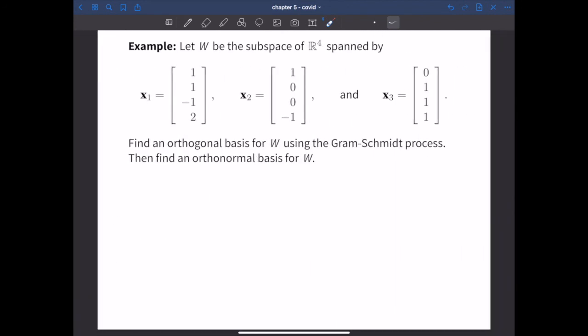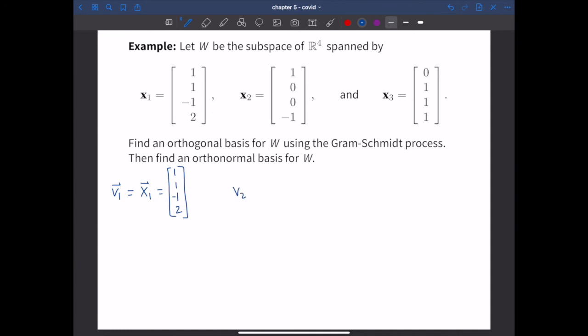So let's see an example. Here are three vectors, x1, x2, and x3. They span a subspace of R4. We're going to find an orthogonal basis for this subspace using the Gram-Schmidt procedure. Then after finding an orthogonal basis, we're going to turn it into an orthonormal basis. So we have our x1, x2, and x3. Let's start computing our v1, v2, and v3. So if we look back to that formula, what it tells me is the first vector just stays the same. Okay, so v1 is just equal to x1.